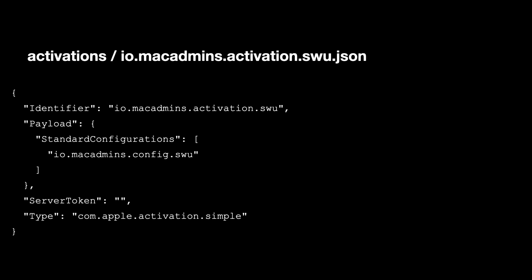If we look at the activation, it's again very simple. And similar to the config files, it references the identifiers there, and it has its own. And so that config and the activation are tied together. This isn't using any predicates, so if you push this down to the clients and they're not on 14.5, they will start getting prompted to update to 14.5.